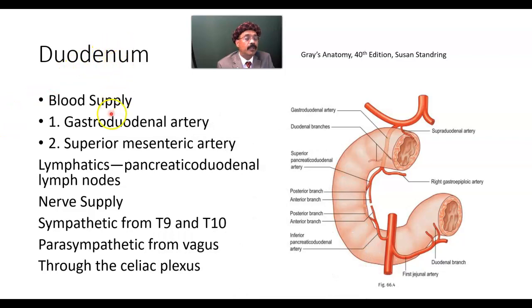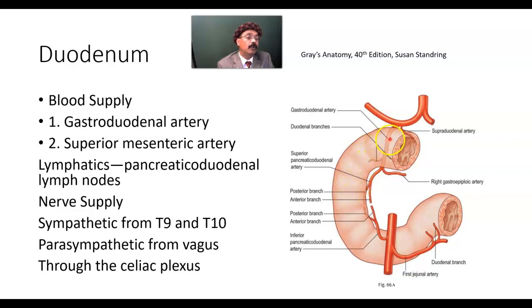Blood supply of the duodenum is very important, because the upper part of the duodenum develops from the foregut and the lower half develops from the midgut. The junction is the major duodenal papilla. Below that is the part of the duodenum formed from the midgut. Above the opening of the hepatopancreatic duct at the major duodenal papilla, this part is a derivative of the foregut.